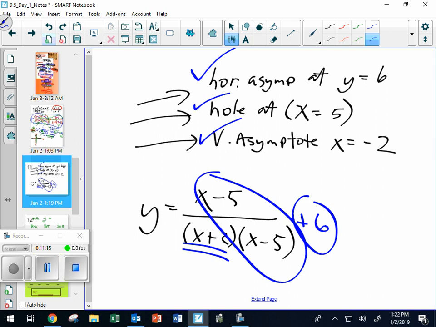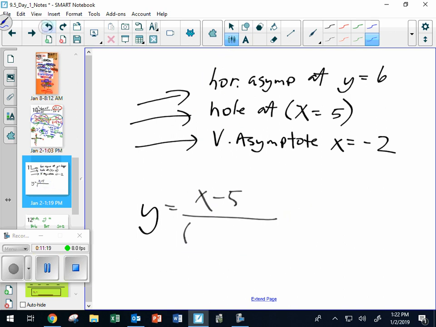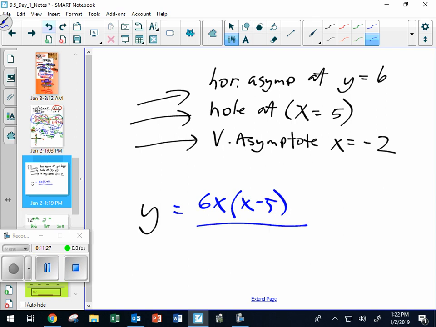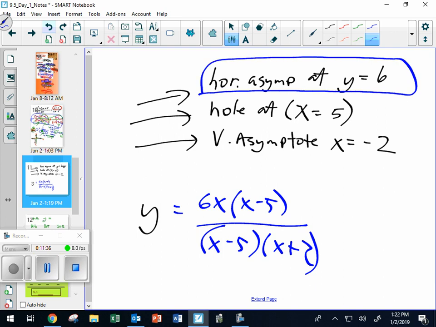Same on both. Did you do a sob? I did. All right, what'd you do, sir? Y equals 6x, parentheses, x minus 5 over top. Then on the bottom, parentheses, x minus 5, and then x plus 2. Does yours have a horizontal asymptote at y equals 6 and explain why? Yes, because it's the same on both.